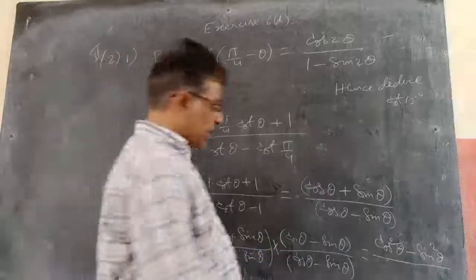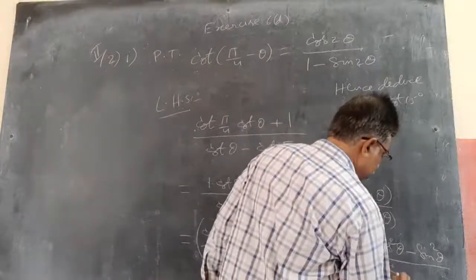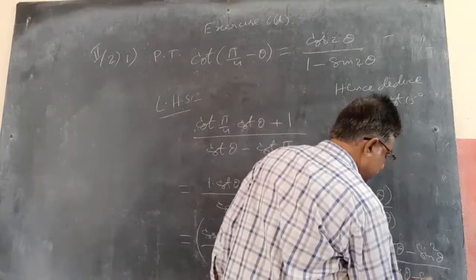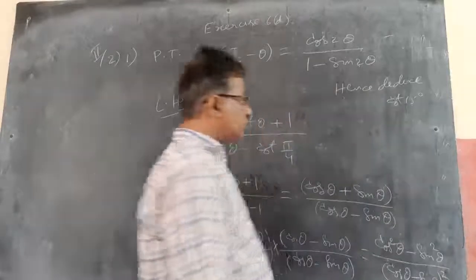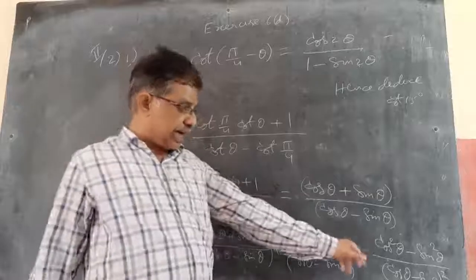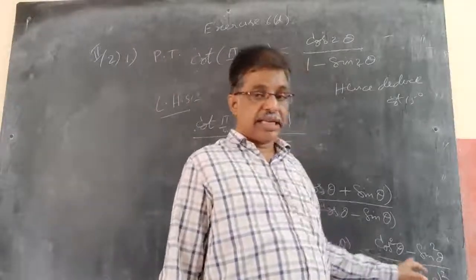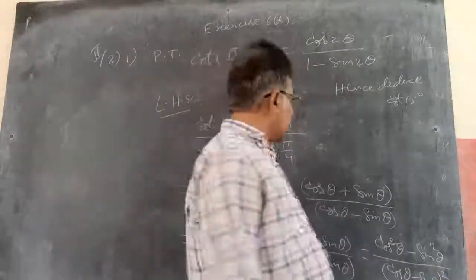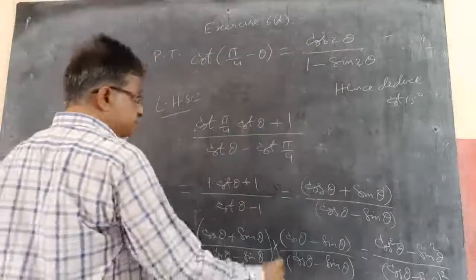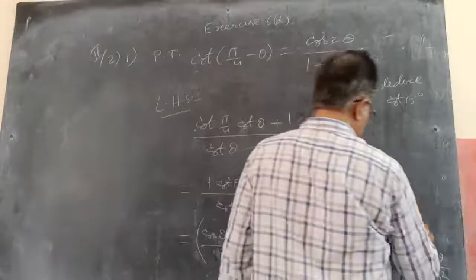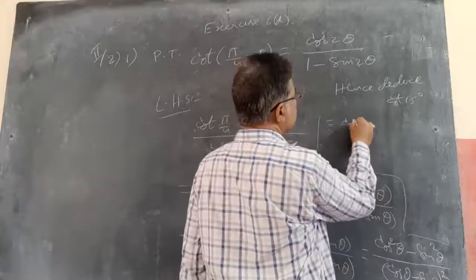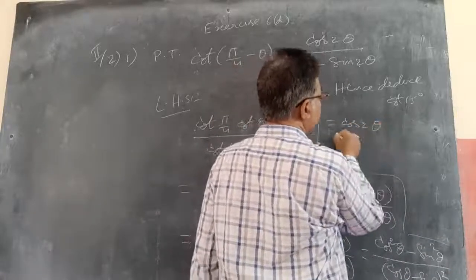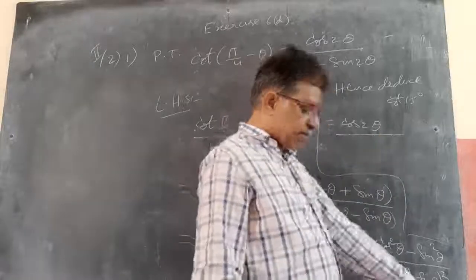And coming to the denominator, (a minus b) whole square, that is (cos theta minus sin theta) whole square. Now this is the (a minus b) whole square expansion. The numerator cos square theta minus sin square theta is cos 2 theta, using the formula I gave you. So that becomes cos 2 theta divided by (cos theta minus sin theta) whole square.